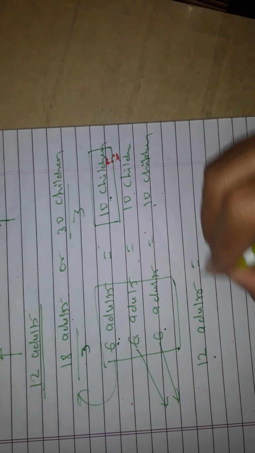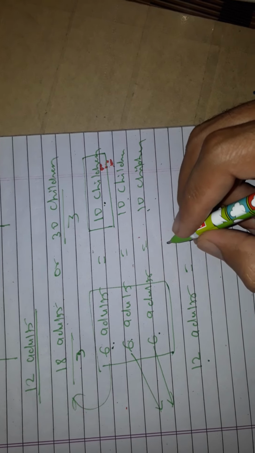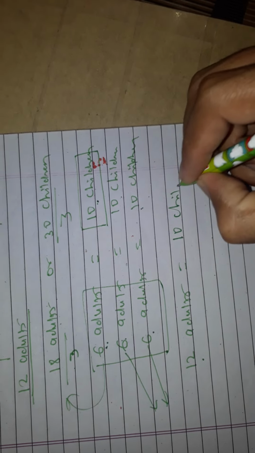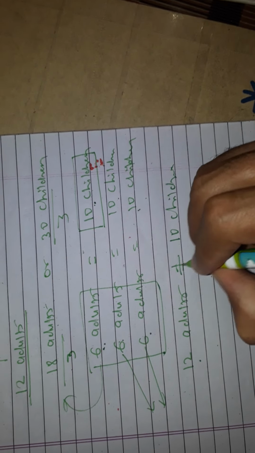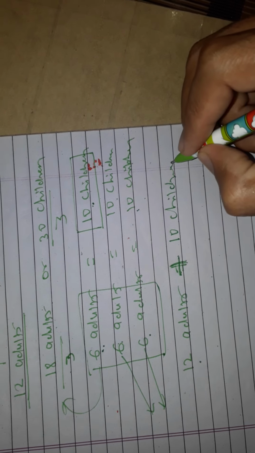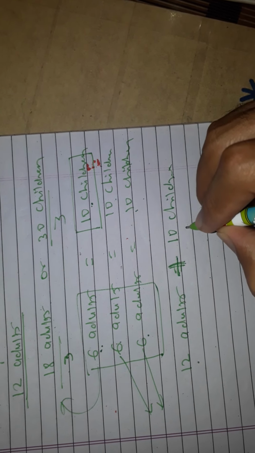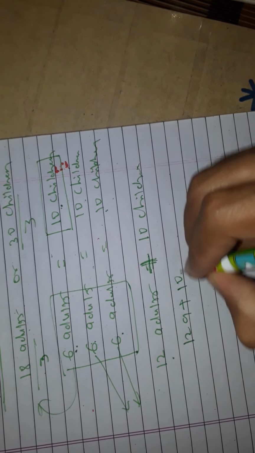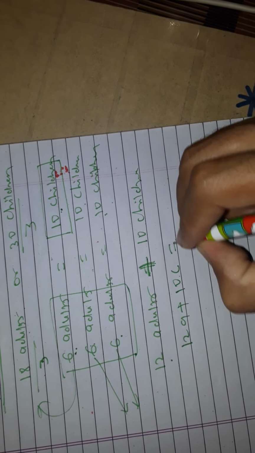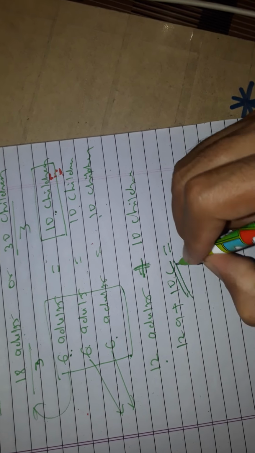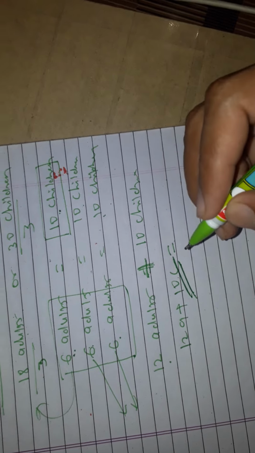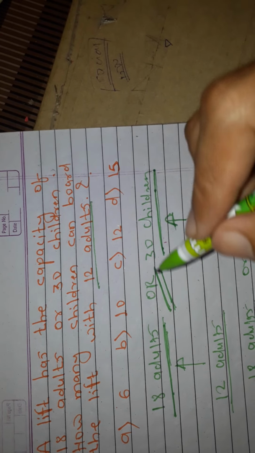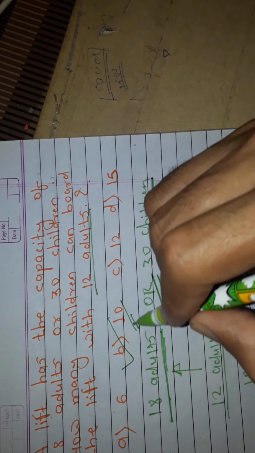This means if 12 adults board in the lift, then 10 children can board in the lift. These 12 adults plus 10 children can board within the lift. So our answer is 10 children can board the lift with 12 adults. Our option is option B, 10 children.